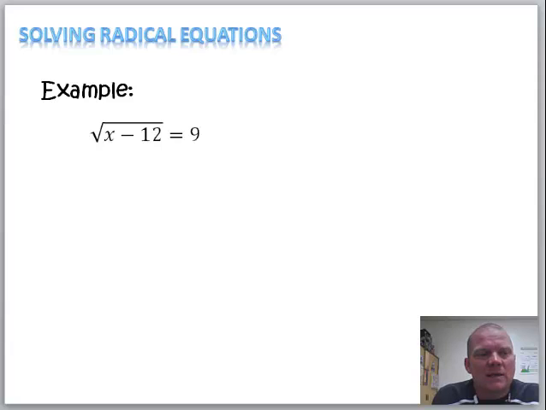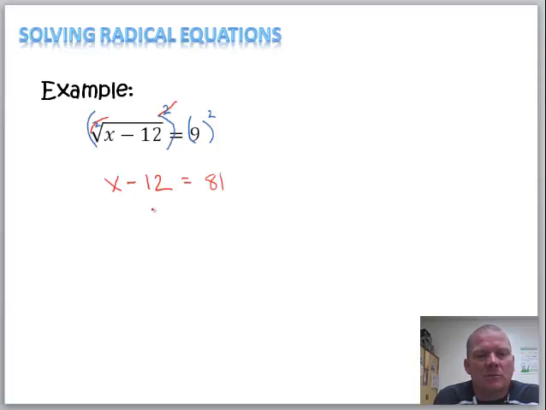The second step said raise both sides to the power of the radical. Since there's no number there, we can always write a 2 in there for our square roots. So we're going to raise this whole side to the second power, and we're going to raise this whole side to the second power. When I raise a square root to the power of 2, those cancel out, and I'm just left with x minus 12. On the right, 9 squared, which you shouldn't need a calculator for, is 81. And now I'm just going to solve this.